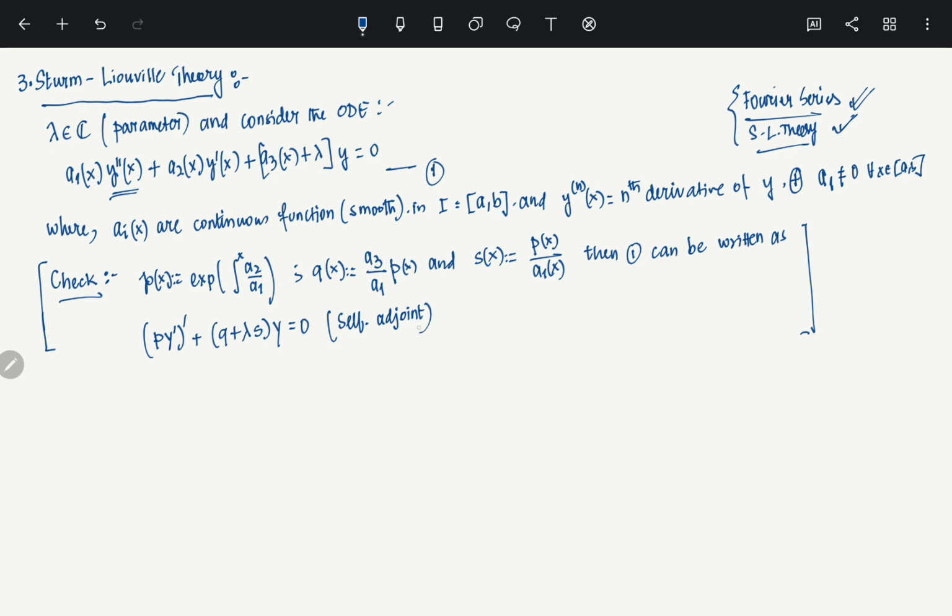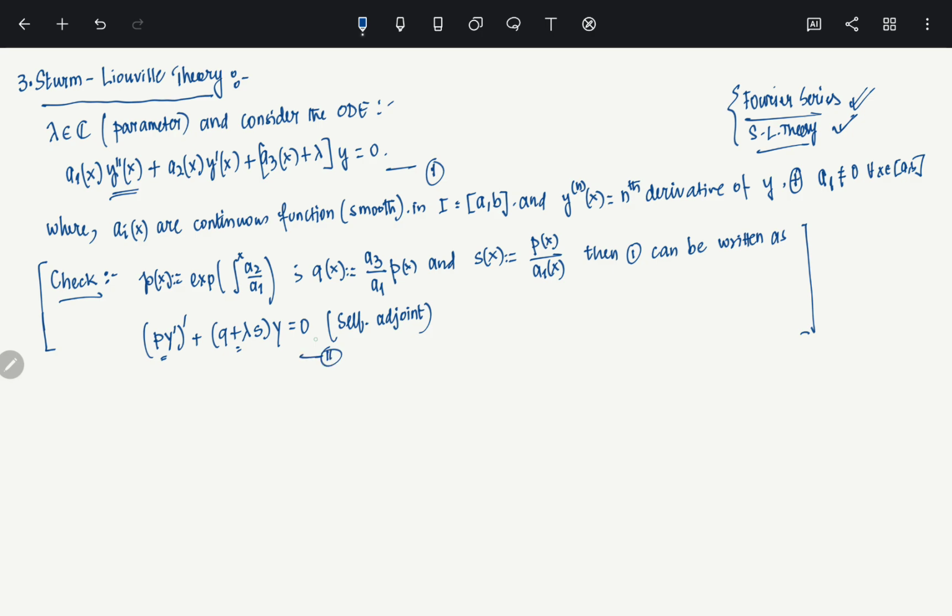It's not a very difficult thing to check. If you want a hint, you can look at this expression, put in this P and Q and S, and try to write it in this form. So you can go backwards also. Once that is done, 1 can be transformed into form 2.